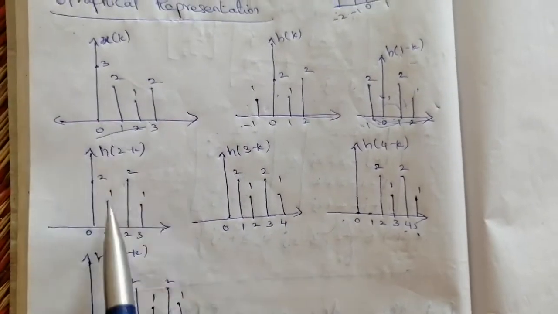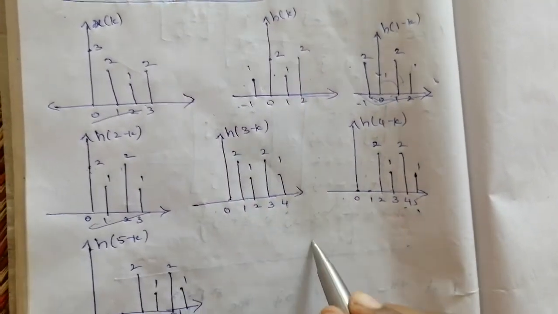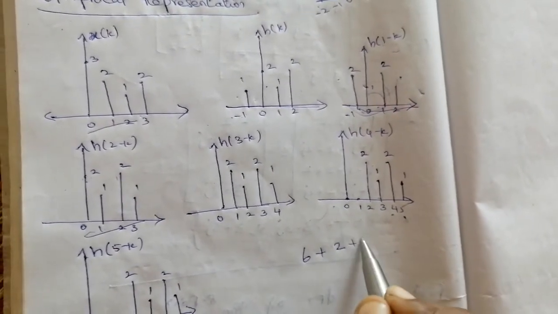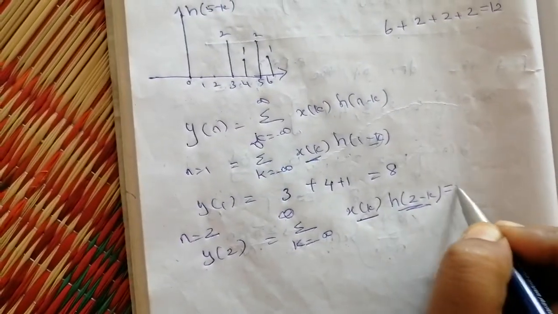Now multiply these two. The common values are 4 values. So 2 3s are 6, plus 2 1s are 2, plus 1 2s are 2, plus 1 2s are 2. So the answer is 12. So the y of 2 answer is 12.